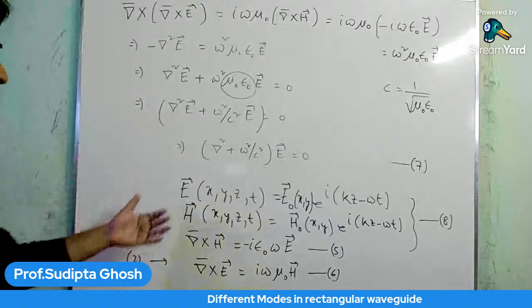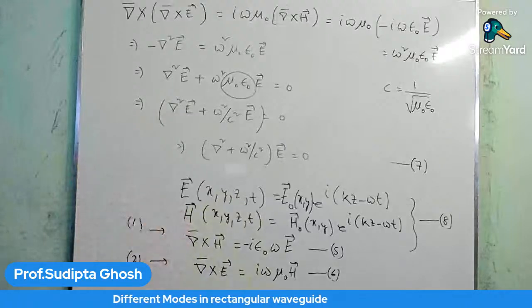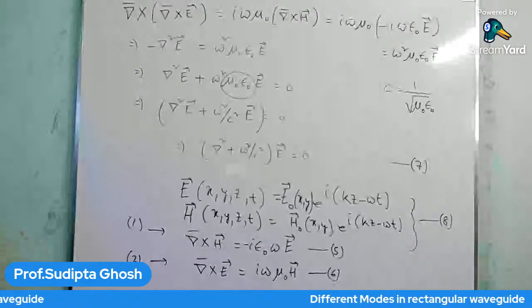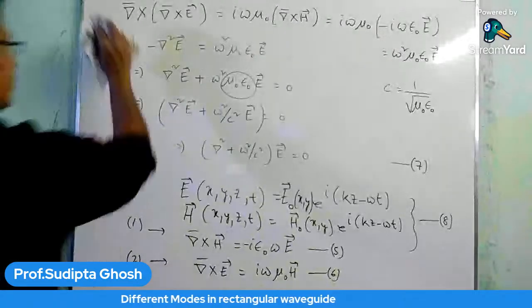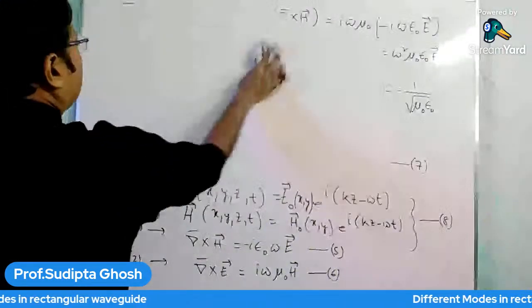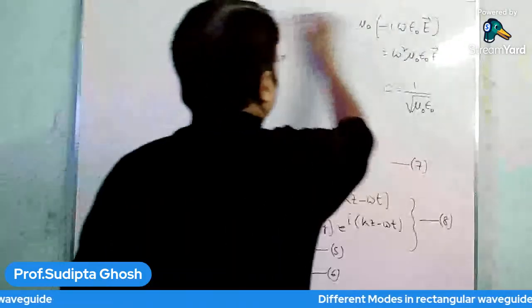Now let's talk about equation number 5 again, and find out the components of equation number 5, that is, curl of H.